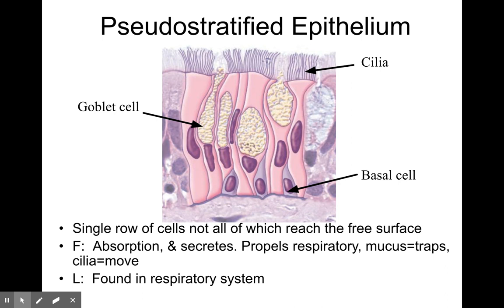The function is absorption and secretion. What it does is it propels your respiratory mucus. So it has cilia on the top of it that always beat up towards your throat. So it's constantly pushing mucus out of the lungs up to the throat so you can swallow it. And then you kill anything that is possibly in there once it hits the stomach. This is found in your respiratory tract.